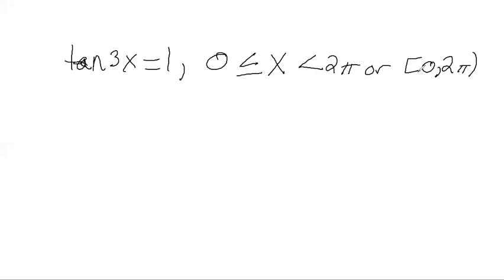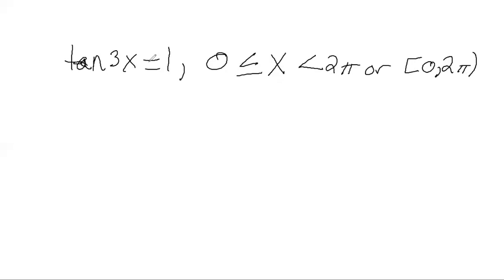So just a quick recap of interval notation. If you have brackets, that number is included. If you have parentheses, that number is not included. So again, it's from 0 to less than 2 pi.